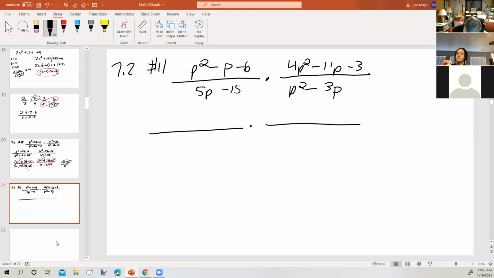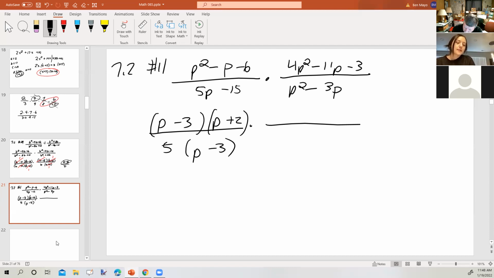Factoring each thing, we have P, let's see, minus 3 and a plus 2 would give us a product of -6 and a sum of -1. 5P minus 15, take out a 5, P minus 3. I'm going to do the bottom one, P squared minus 3P, take out a P, P minus 3. So I've got this thing to factor. I'm going to take that to the next page.